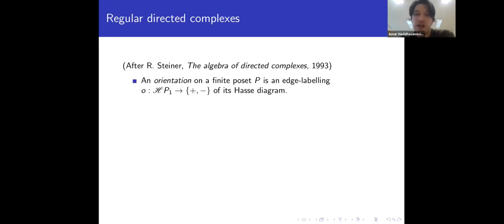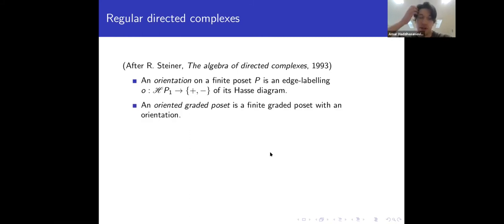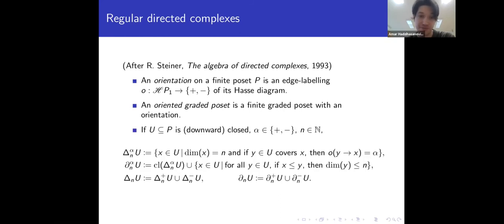So given a finite poset P, we can take an orientation on the poset to be an edge labeling of its Hasse diagram with pluses and minuses. And then if we take a finite graded poset, in which every element has a given dimension, given by how many elements are underneath it in any maximal downward chain, we define an oriented graded poset as a finite graded poset with an orientation.